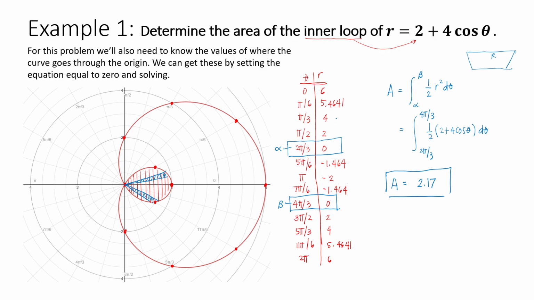Excuse me, sir. In the presentation, the 2 plus 4 cosine theta has no square. So it should be squared. Sorry about that one. So it should be 1/2 of 2 plus 4 cosine theta squared. Then the answer should be 2.17. Nakuha na, sir. Okay, that's good.